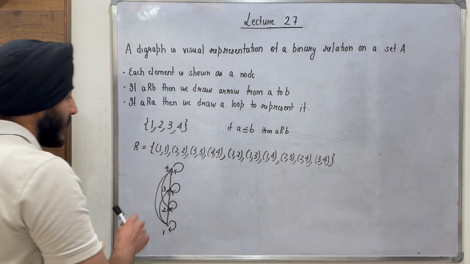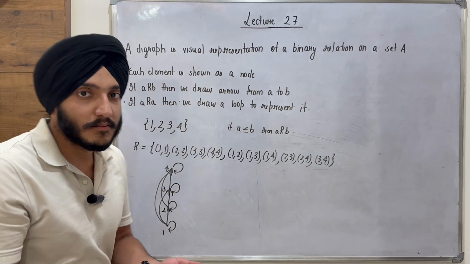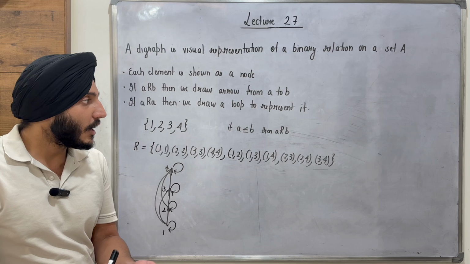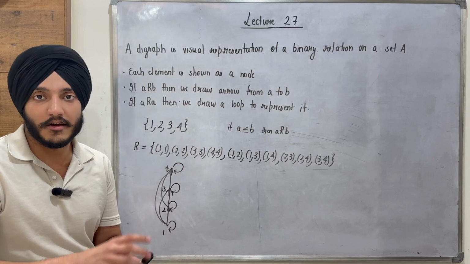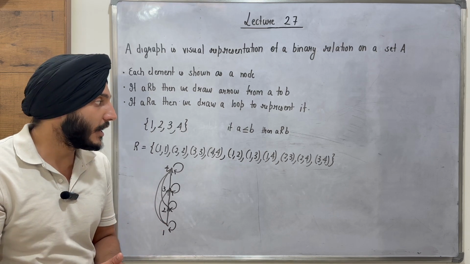I hope you were able to understand how this exactly works, right? Just a quick summary. Each element is represented as a node. Second thing, draw a loop if they are related to themselves, and draw an arrow if an element A is related to an element B, right?